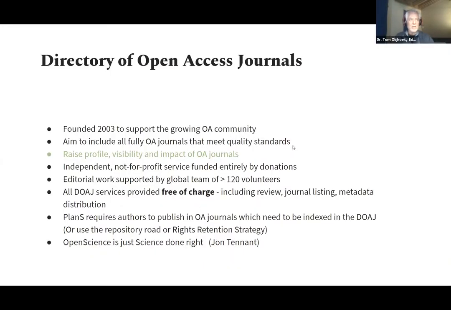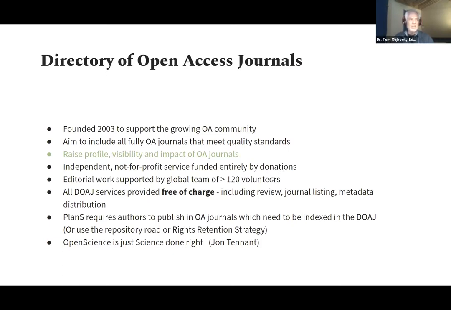So the Directory of Open Access Journals was founded by Lars Bjørnshauge and other people a long way back, almost 20 years. And the aim was to include all fully open access journals, not the hybrid journals, which were not known at the time, but it must be fully open access journals that have content that is 100% open access and also immediately freely available online. Then we are an independent, not-for-profit service, so we are entirely funded by donations.